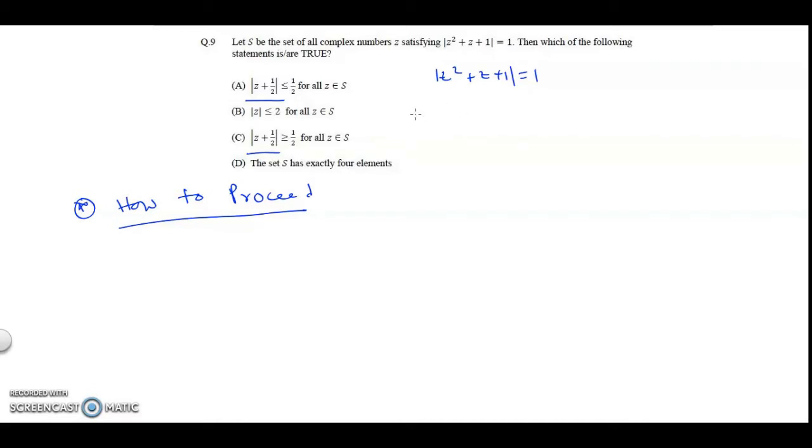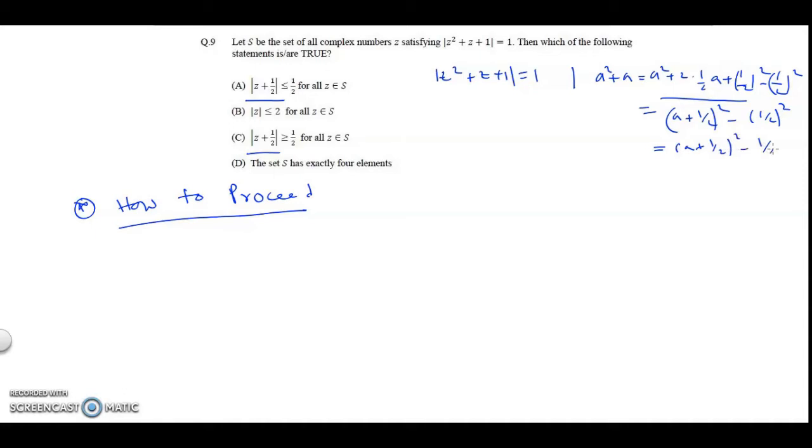Now we will use this concept: if you have a square plus a, then from this you can write a square plus 2 into half a, plus half square. We are adding half square extra, so we will subtract half square again. So from this you can write a plus half whole square minus half whole square, which is nothing but a plus half whole square minus 1 by 4.